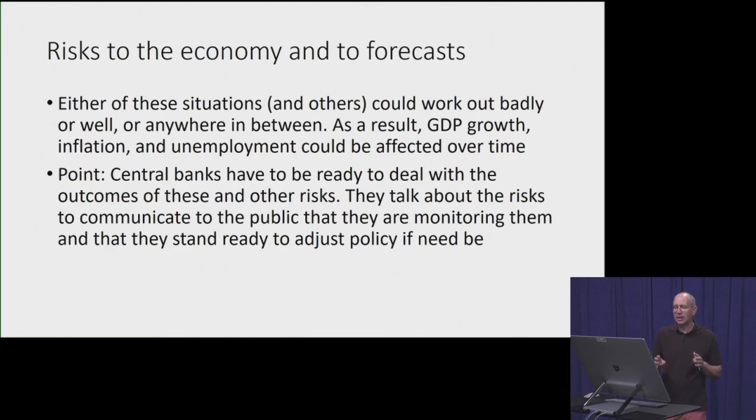Now, what's important here is that these situations could work out either really well, or they could work out really badly, or of course, anywhere in between. Depending on how well they work out or how well they don't work out, US GDP growth, inflation, etc., could be impacted. And so central banks have to stand ready to deal with these. What they try to do is communicate to the public that we are aware of these situations, we're monitoring them, and we're considering what would happen under different scenarios if, for example, Brexit and the trade talks work out well versus if Brexit and the trade talks don't work out so well.